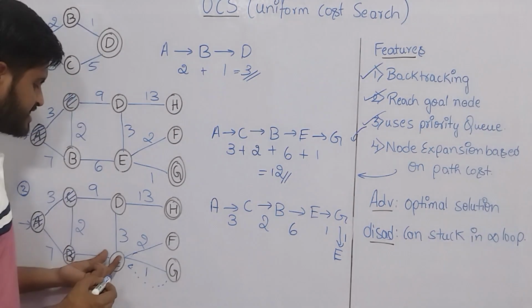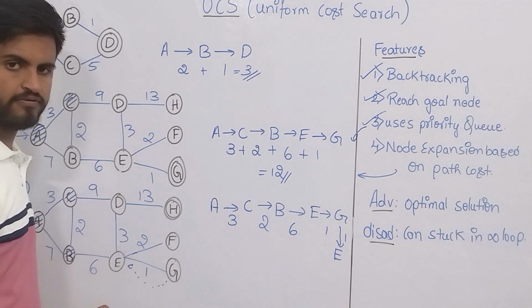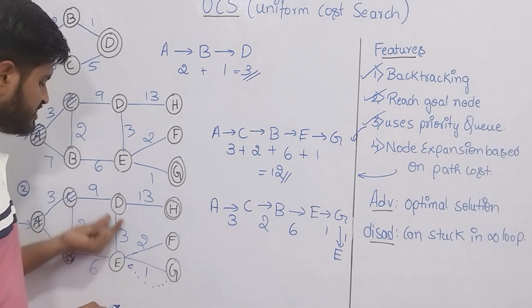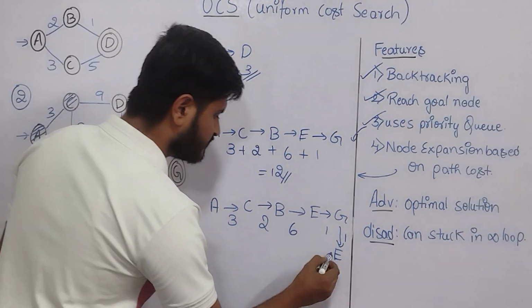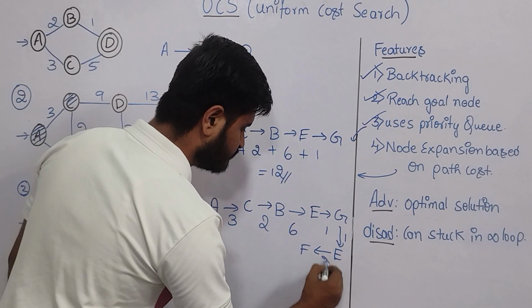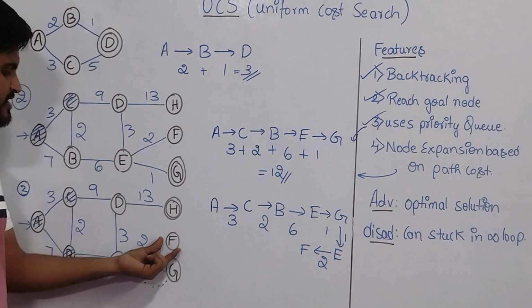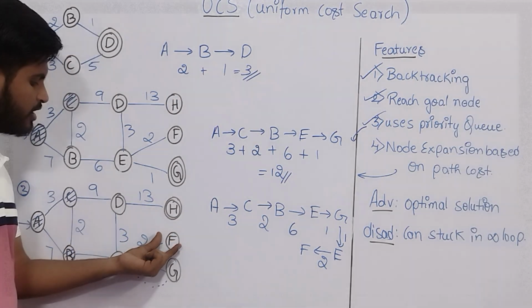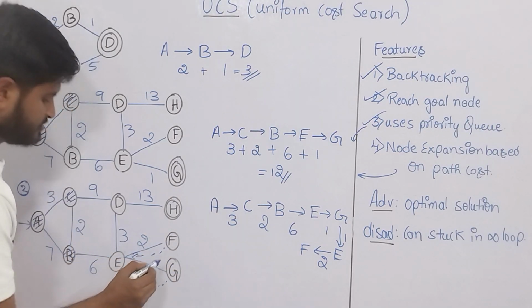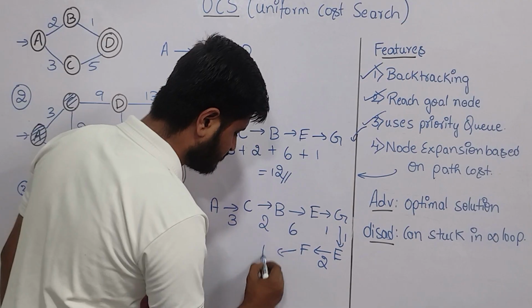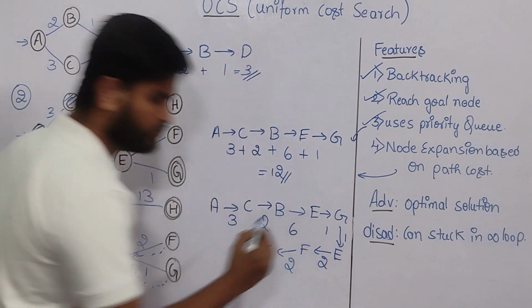Now from E I can go to D or I can go to F. The cost of moving from E to D is 3, E to F is 2. So I must choose the shortest path. From E I will go to F with a cost of 2. But F can't go further, so I will be backtracking from F to E again. So the cost of moving from F to E is 2.